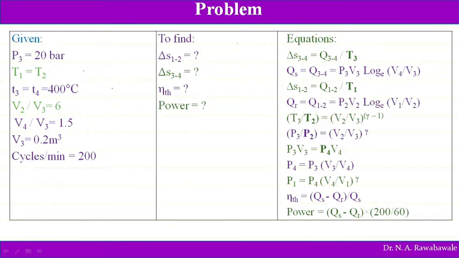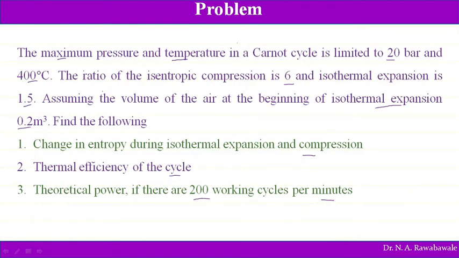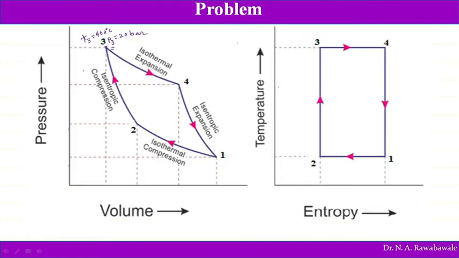Now the next thing given in this problem is that the ratio of isentropic compression is 6. Isentropic compression takes place from point 2 to 3. The compression ratio is V2, the volume at point 2, divided by V3, the volume at point 3. V2 divided by V3 is known as the isentropic compression ratio, and it is given in this problem as 6.